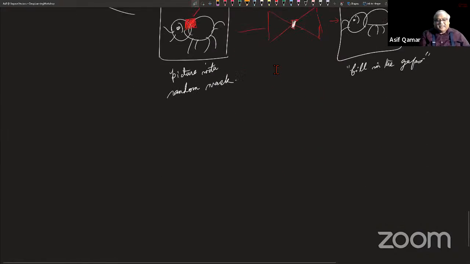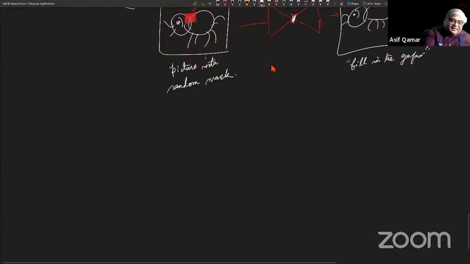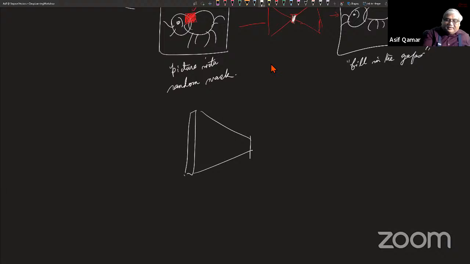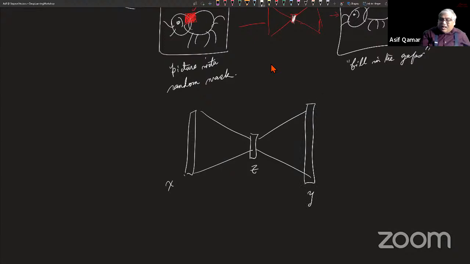See, I drew the picture. The basic autoencoder is this: the input X goes in, somehow it becomes Z, and then Y comes out. And so you expect Y to approximate X. And Z is the latent representation.